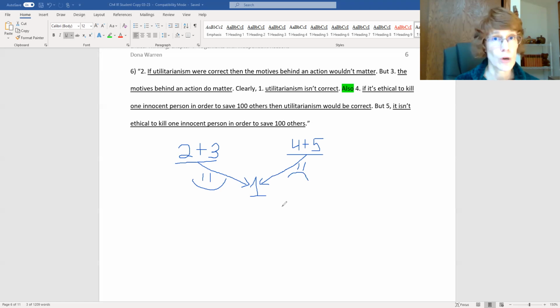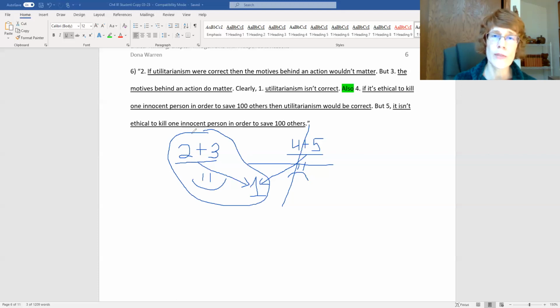Okay, we don't know yet, right? I mean, I do know, because of this inference being bad, that the right-hand side of reasoning is not going to work. But this side of reasoning over here on the left, I don't know for sure that's good. I know that the inference is good. That's great. But what about claim 2? What about claim 3? Are they good? Well, I can tell you that 2 is true. If utilitarianism were correct, then the motives behind an action wouldn't matter, at least under many versions of utilitarianism. Ethics is not my specialty, but as I understand ethics, that's pretty true.